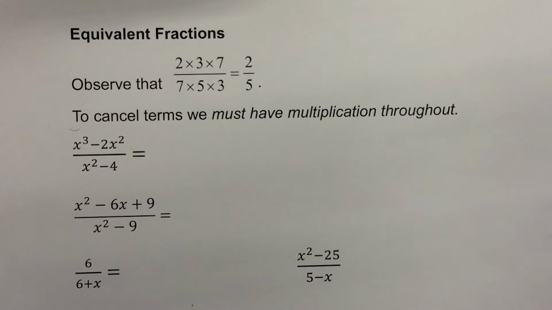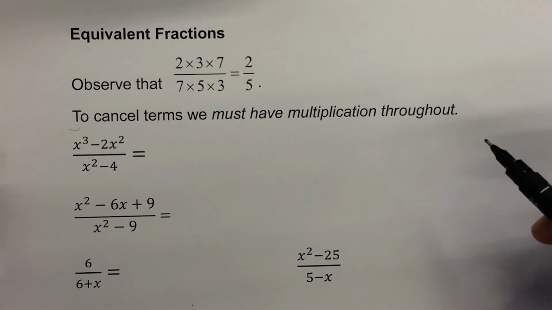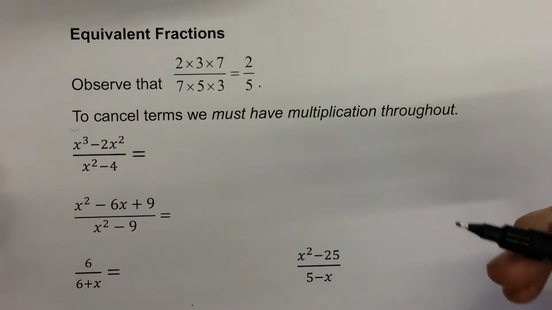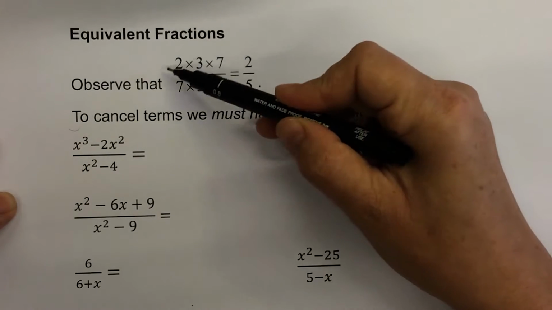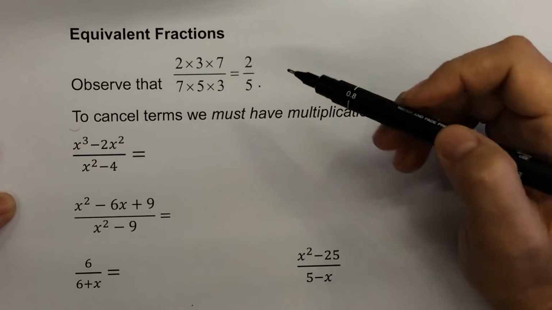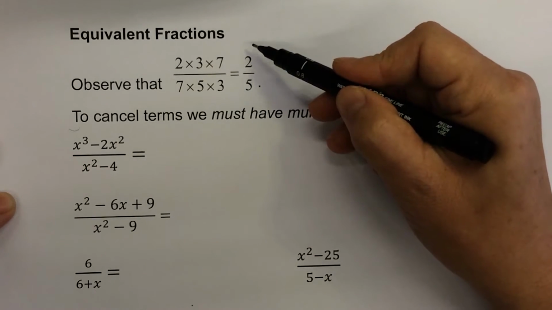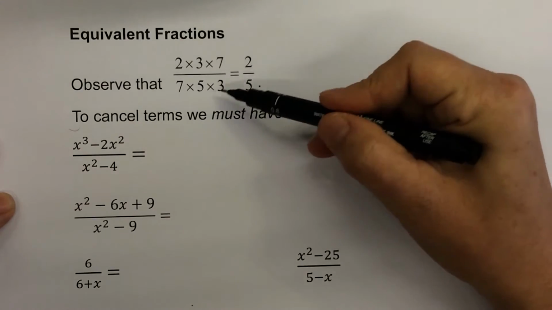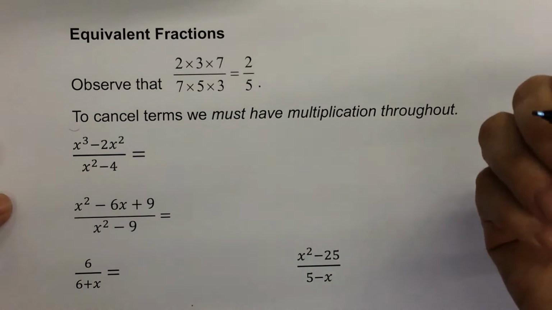Equivalent fractions. So we'll be learning new techniques to simplify expressions, and we use this particular fact that fractions can be presented in different forms, and this form is up to us to choose. Observe that, for example, this fraction on the left-hand side is in fact 2/5. So that's the same value, but in different form.